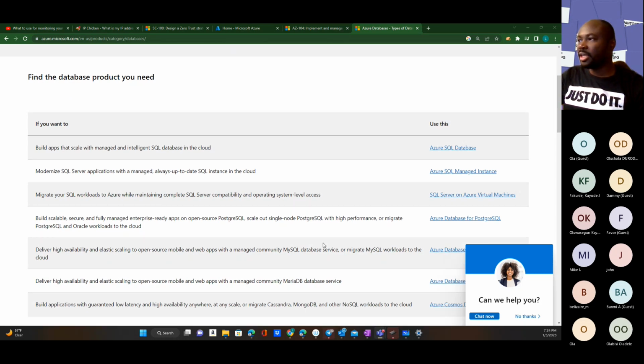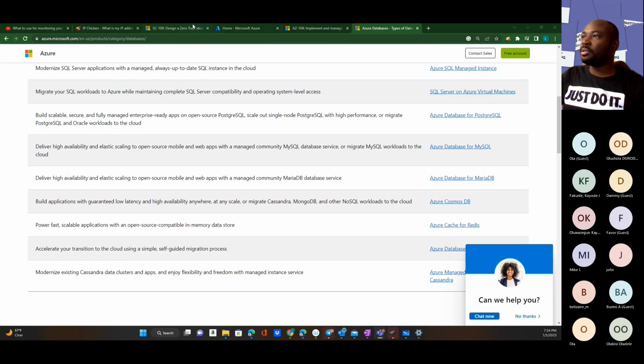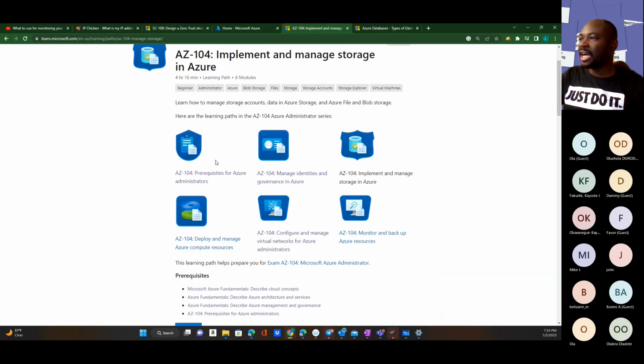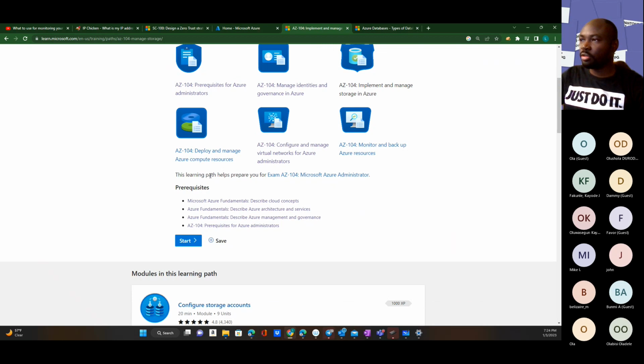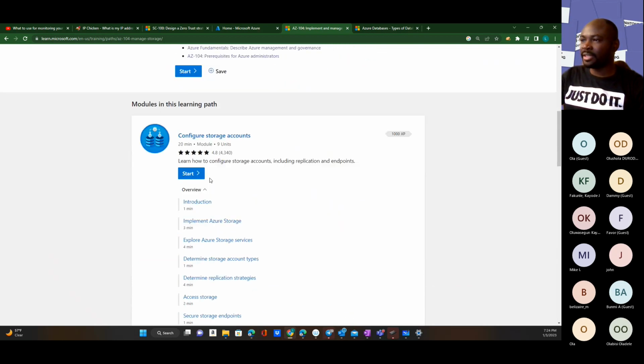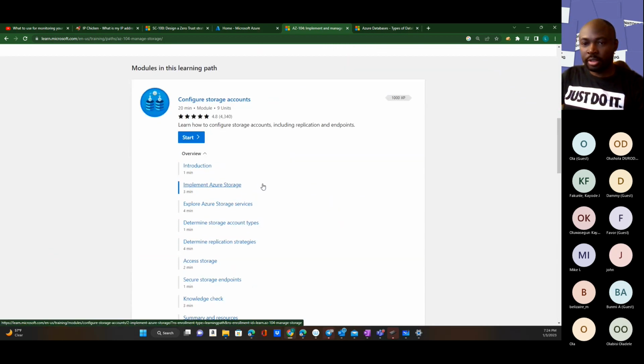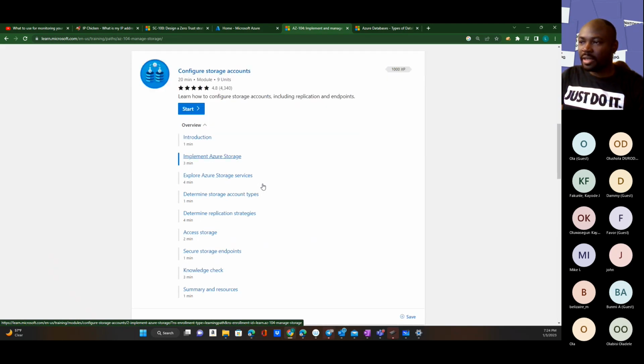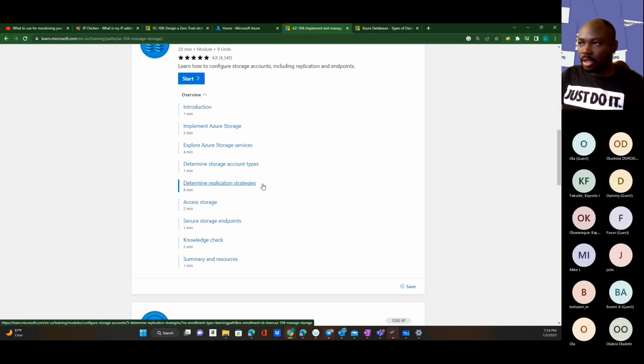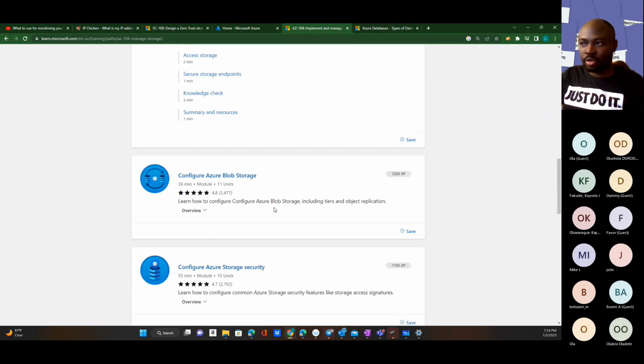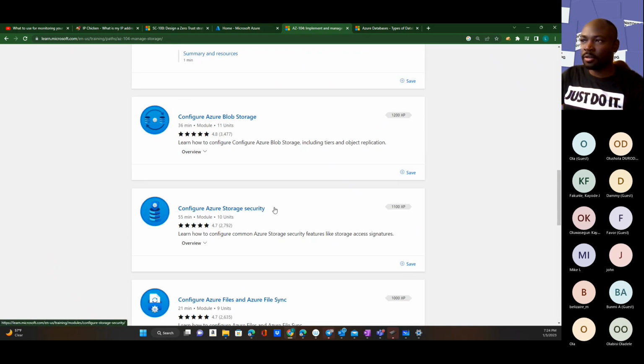So we're not going into databases. What we are doing today is Azure storage. And this is just an introduction to Azure storage. You will be surprised. Even though it's an introductory course, it still covers a whole lot of things. Like you can build your website with the knowledge you get here. You can go ahead and configure a blob storage for your static data, static website.